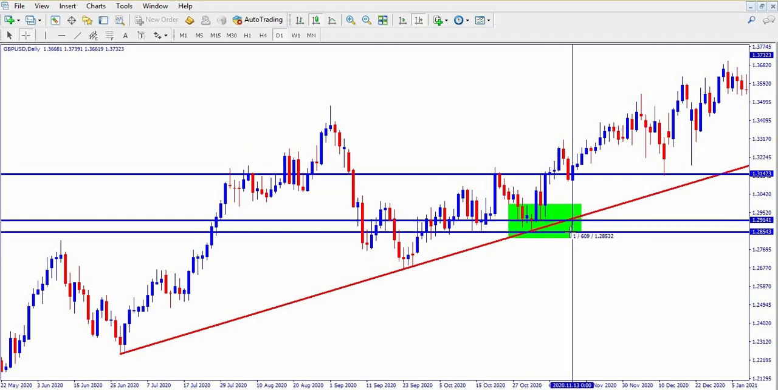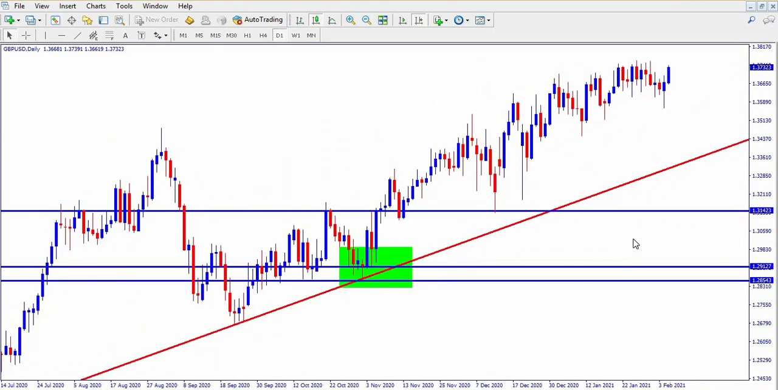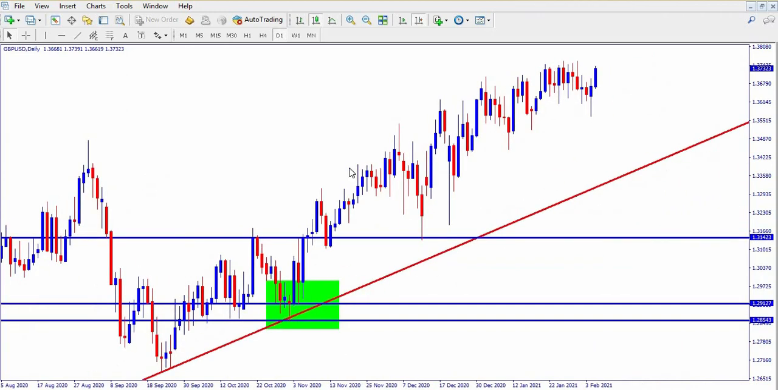For the stop loss we have 60.9 pips, and for the take profit we have 224 pips. This is over 1:3.5 if I'm not mistaken. So let's check it again.